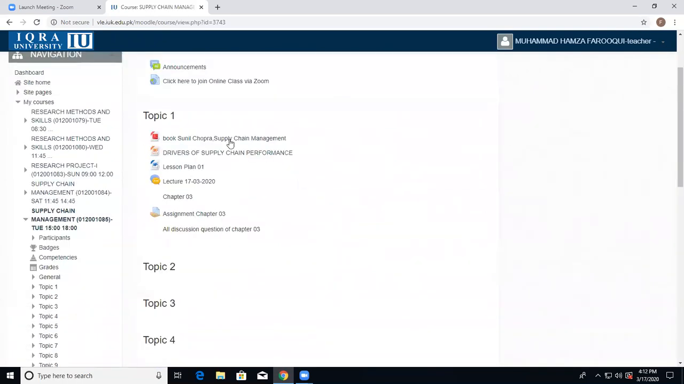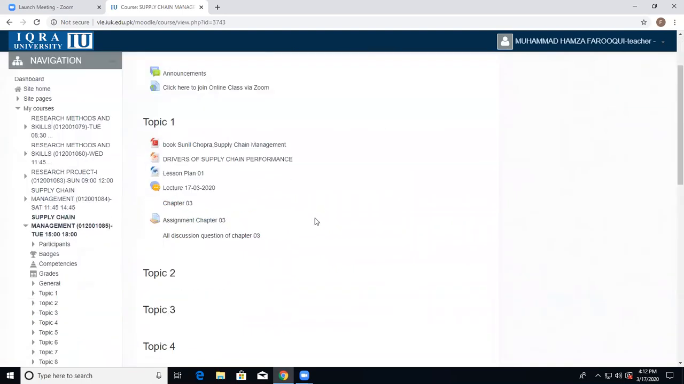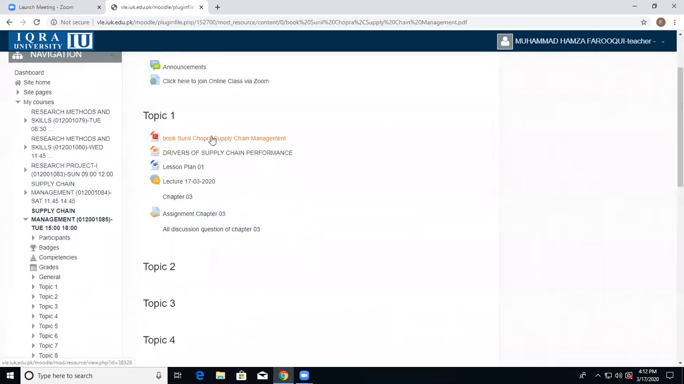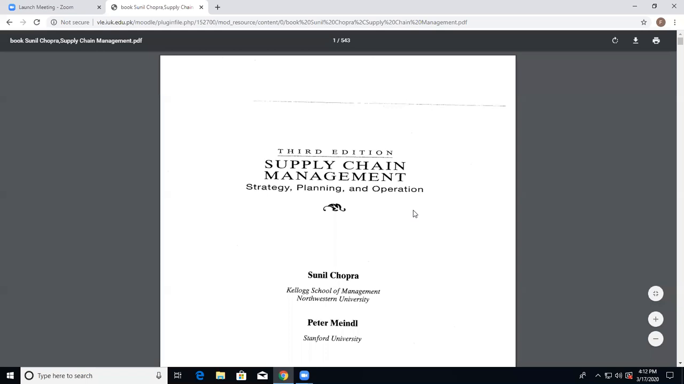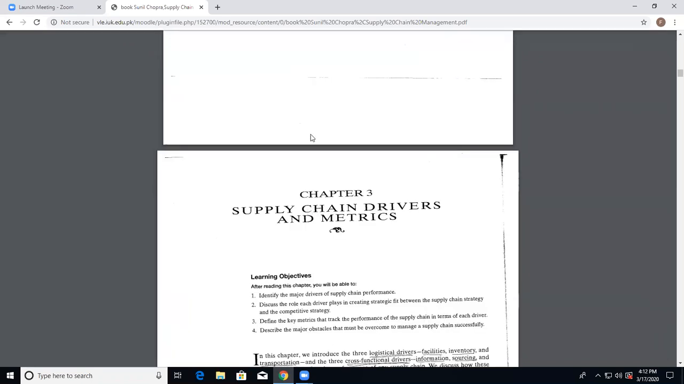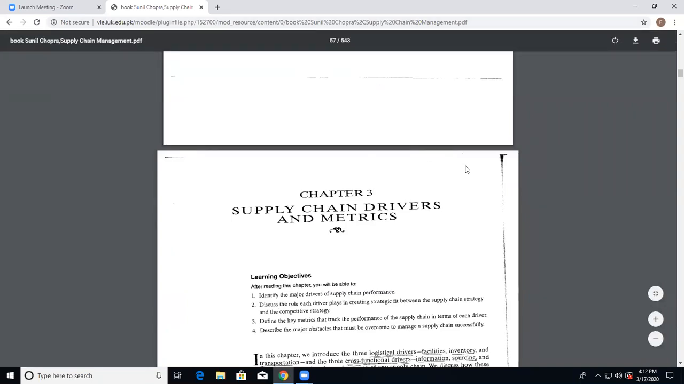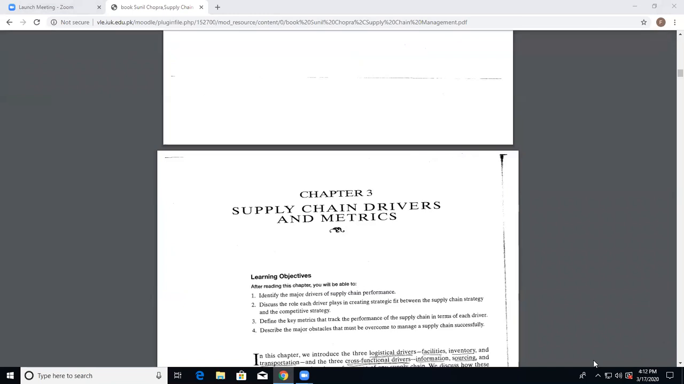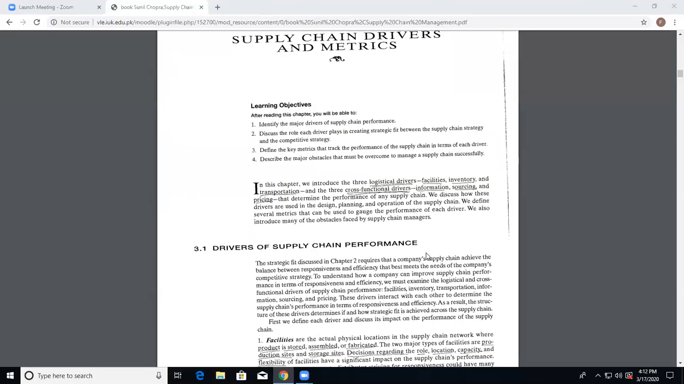ठीक है जी, there is a book in the topic 1, there is a book with the name of book Sunil Chopra. Open that book and come to the chapter number 3 that is on page number 57. ठीक है जी, very good, shabash, those who have opened chapter number 3.